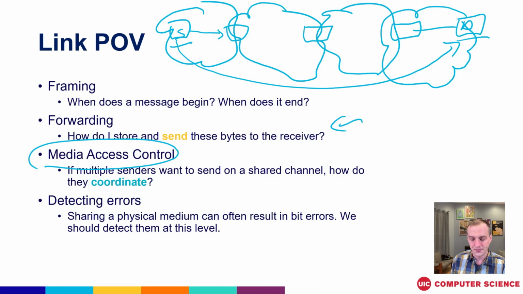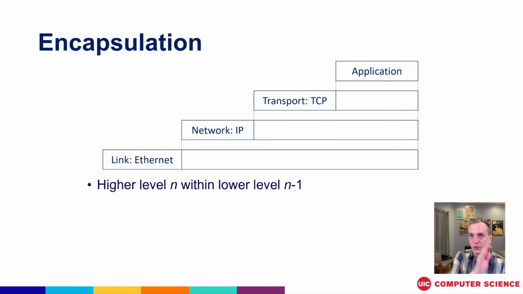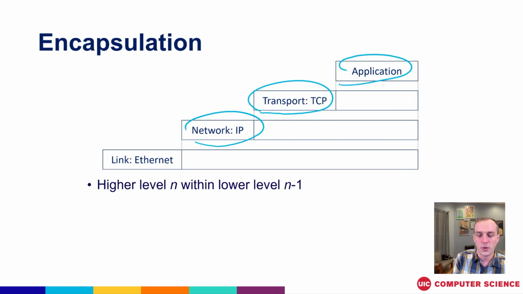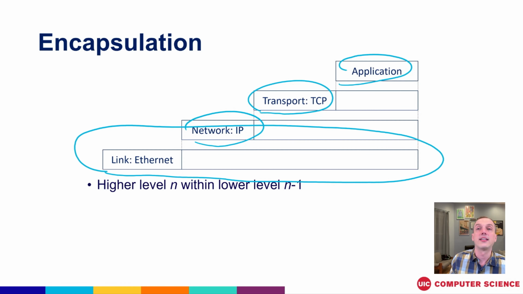So we went over these 4 different layers of the internet model, and how are we going to actually implement these and make them a reality? The answer to that is encapsulation. We're going to put our application layer messages inside of transport layer messages, which are inside of network layer messages, which are inside of link layer messages.